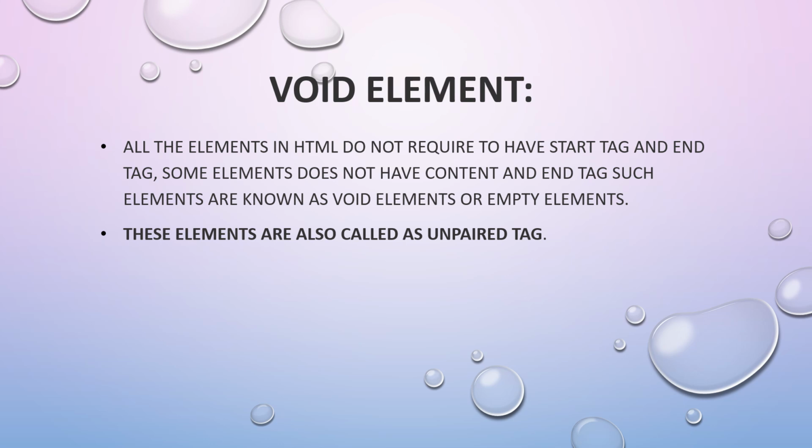Then the void element. Some elements do not have an end tag and content. These elements are termed empty elements, or self-closing elements, or void elements, and are also called unpaired tags. Some void elements are BR, line break, and HR, horizontal line. These are examples of void elements. In presentational elements, nested HTML elements also exist. This means HTML can be nested. It means an element can contain another element. It is called a nested HTML element.